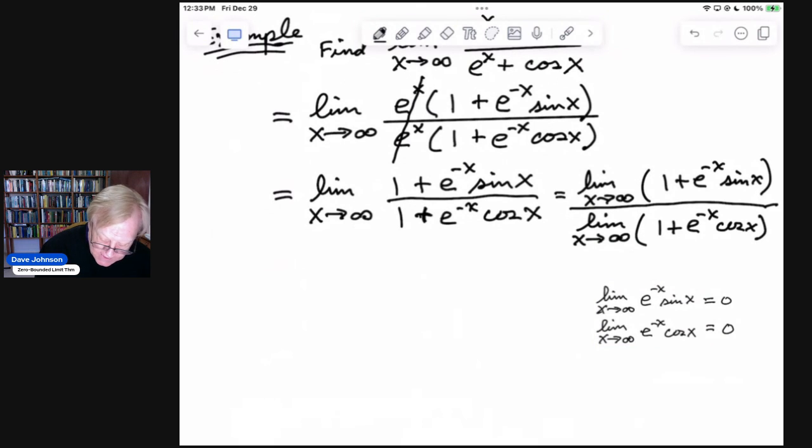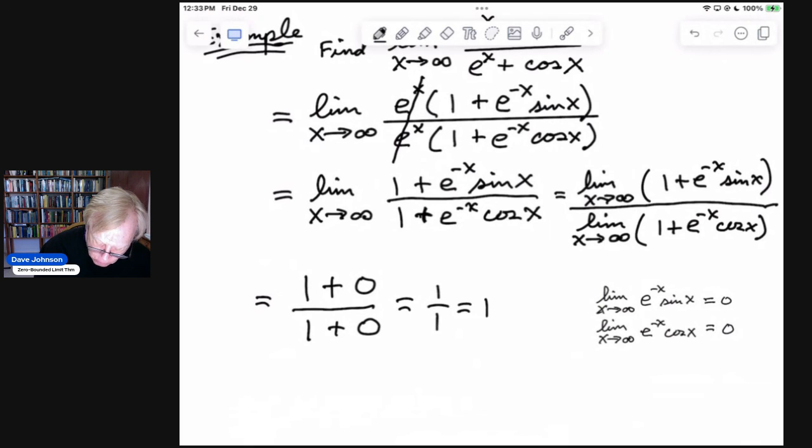So I can write the result here, the limit of 1 plus, so this would be 1 plus 0 upstairs, and then the limit of 1 plus the 0, so 1 plus 0 downstairs. We get 1 over 1, which is 1, and that's the answer to our question.